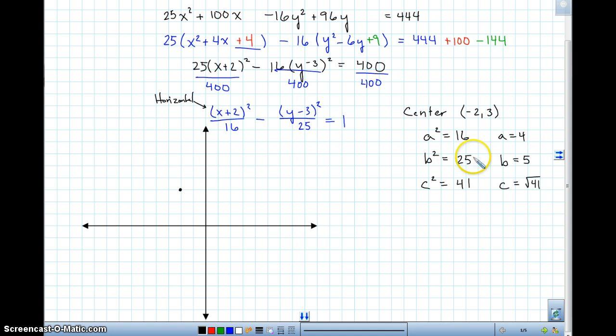So I know to go 4 units to the right to find my vertex. Remember, a is always the distance from the center to the vertex, so 1, 2, 3, 4. And then I need to find my asymptotes.